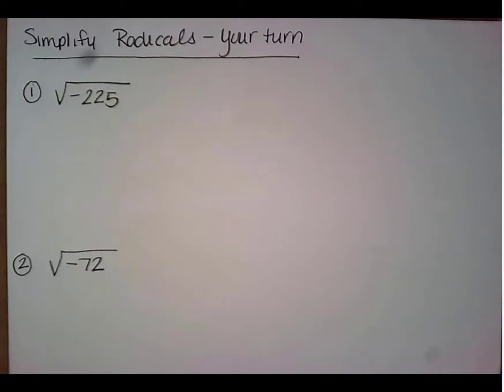Okay, so these are just a couple problems to make sure you're understanding the concept. We've got the your turns here. We're going to start with the square root of negative 225. Now, if you don't know that the square root of negative 225 is a perfect square, it actually is, but you could still do the same process that we've talked about on simplifying.